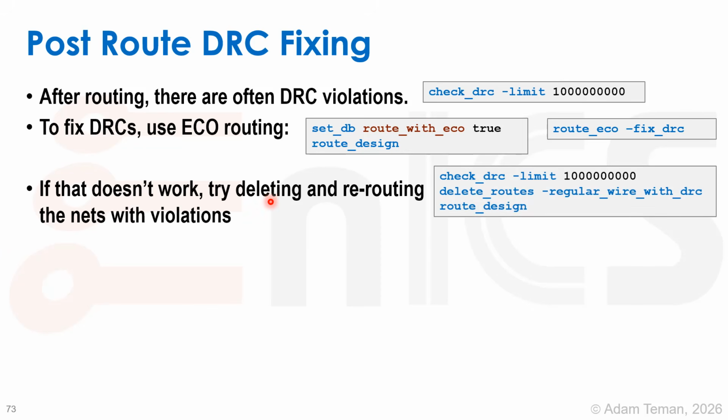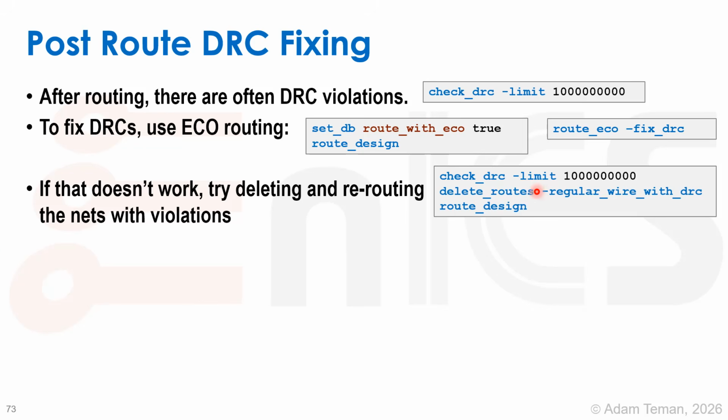If that doesn't work, however, we might want to do things like deleting and rerouting the nets with violations. As I explained in the lecture about routing, there's a lot of heuristics that go on in the routing algorithm. For example, the actual order that we choose to route nets, one net may block another, and so forth. So something that heuristically works is deleting a net that has a violation on it, or a bunch of nets that have violations on them, and trying to reroute that area.